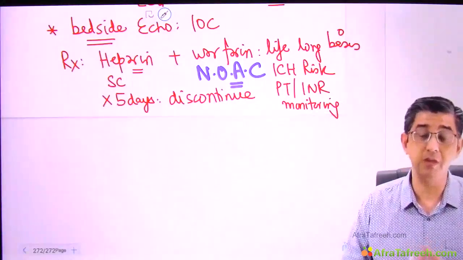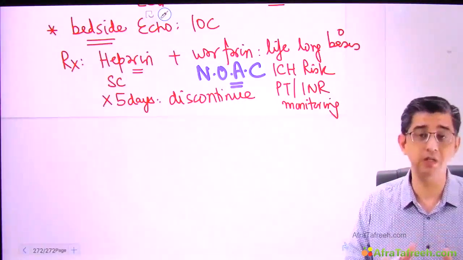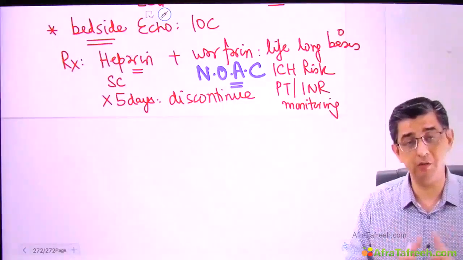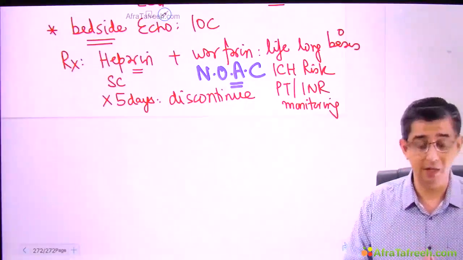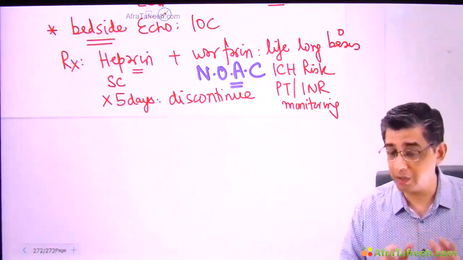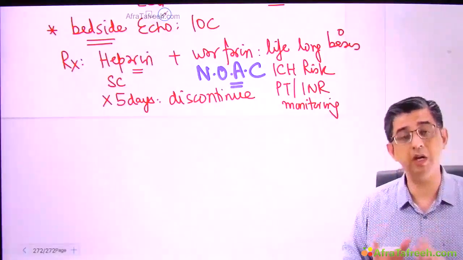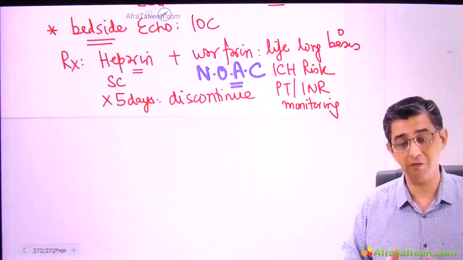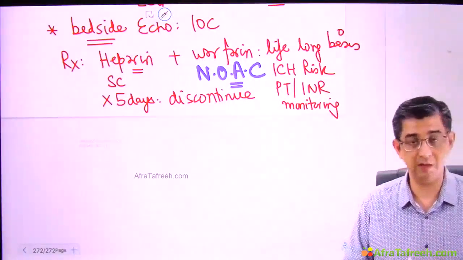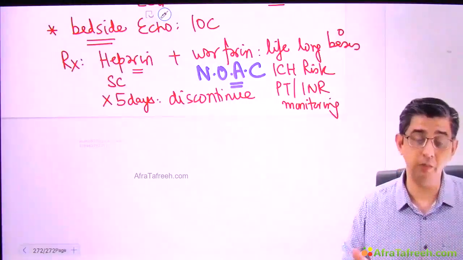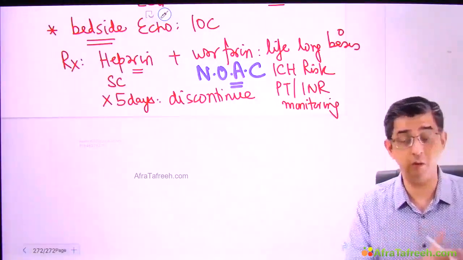The message is wherever possible, if cost is not a consideration, I've written warfarin because obviously rivaroxaban and dabigatran are expensive. The message is where cost is not a consideration, always give a NOAC, even in a case of LV aneurysm. But obviously, like in poor patients in our country, they may not be able to afford medicines from outside and you have to give everything from government supply.